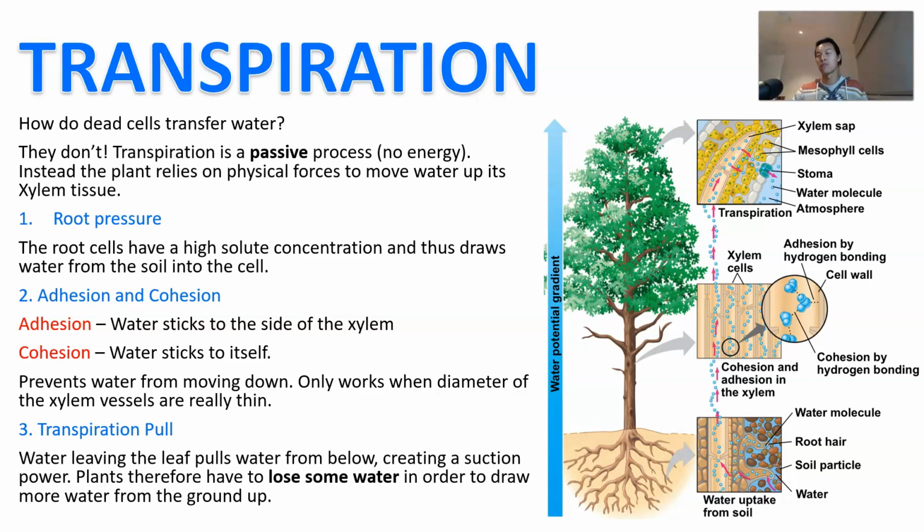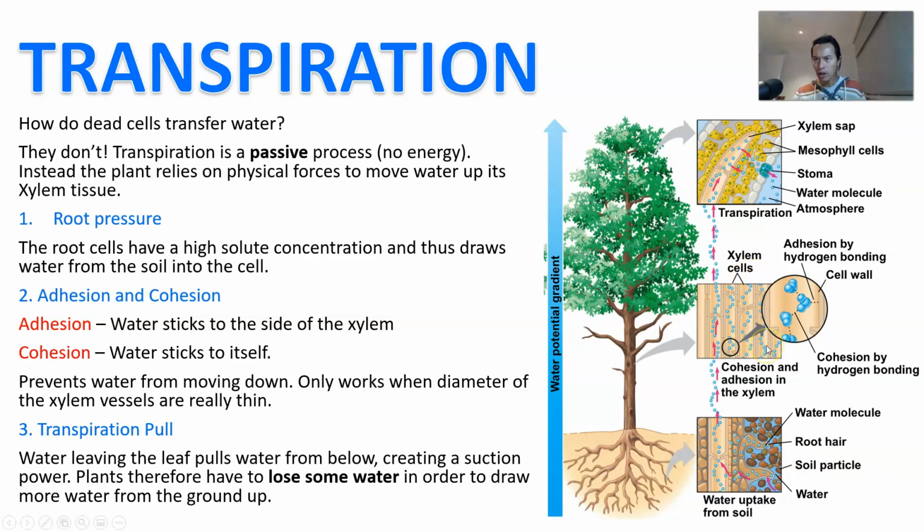The main catch of this is that it only works when the xylem vessels are really quite thin. When they get too thick, there's too much weight and too much gravity in the water that pulls it back down. But when it's really thin, that adhesion cohesion process is very effective, meaning that these xylem vessels are really, really small and really, really thin.